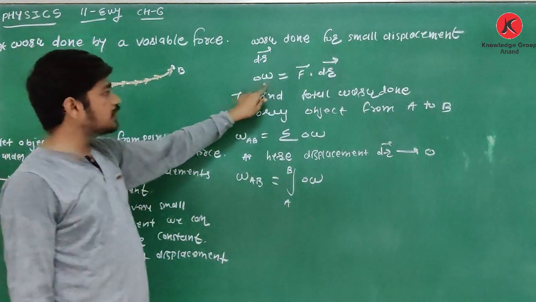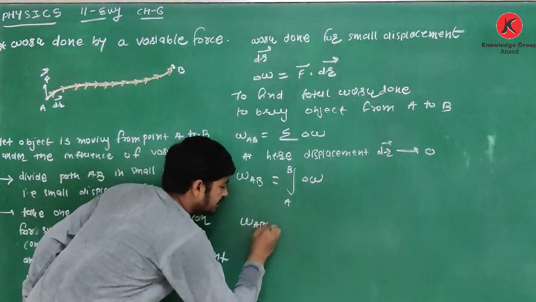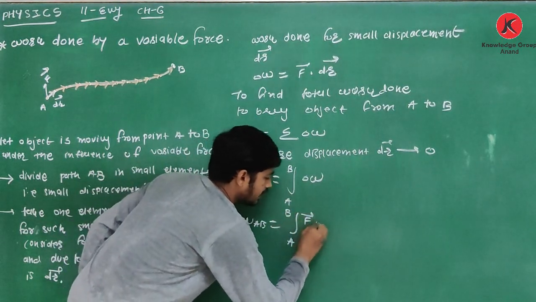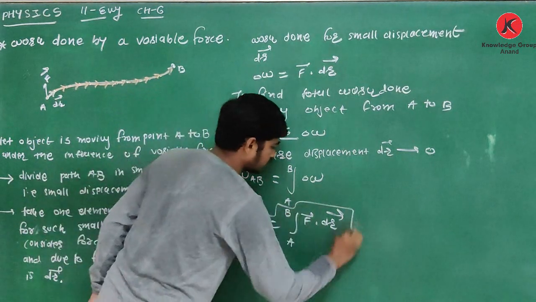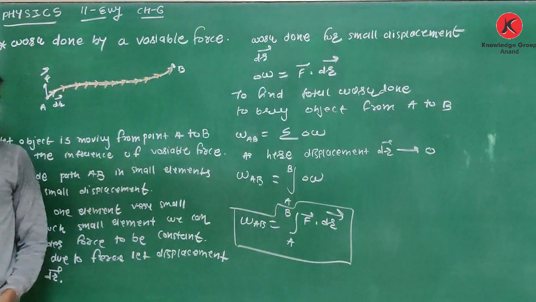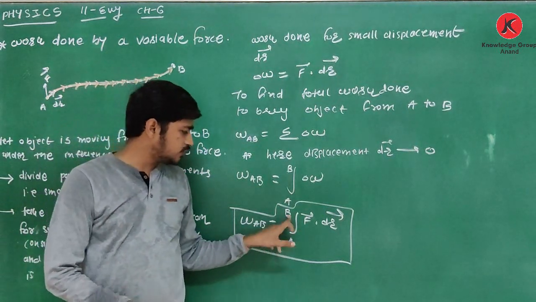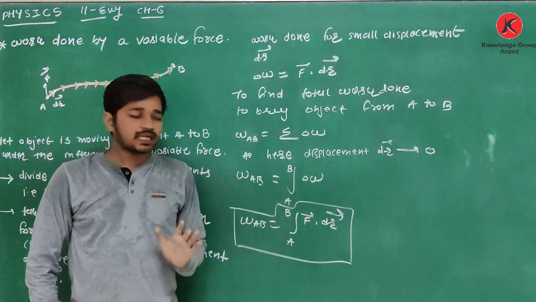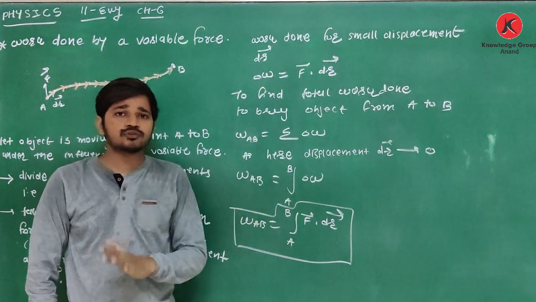And the value of delta W is F dot dr. So W_AB is equal to the integration from A to B of F dot dr. Clear about this? Yes, it is the equation of work done for a variable force.